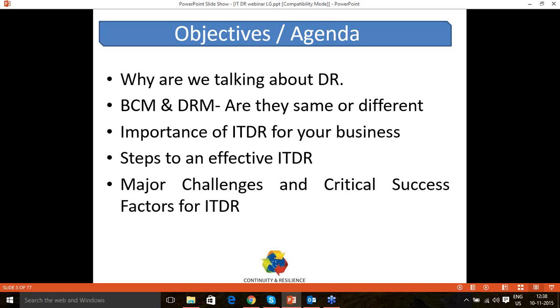Then we'll have a look at some challenges and the key success factors which, if I don't take care of, I'm proceeding towards a failure. So let us know the do's and don'ts also. That will be the agenda for today.